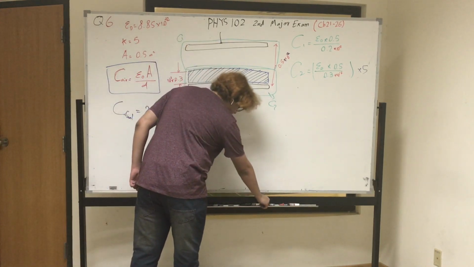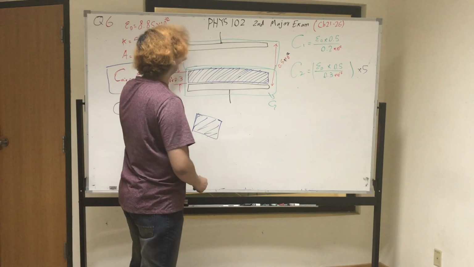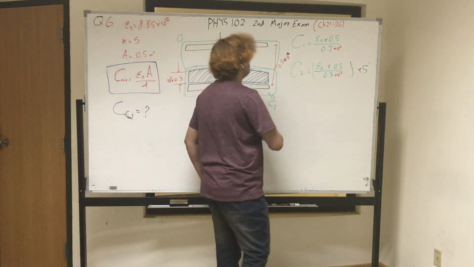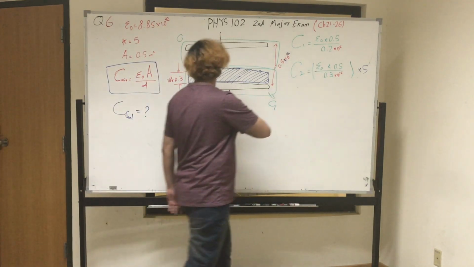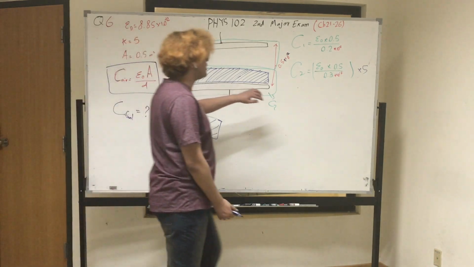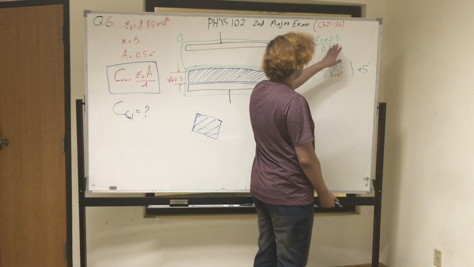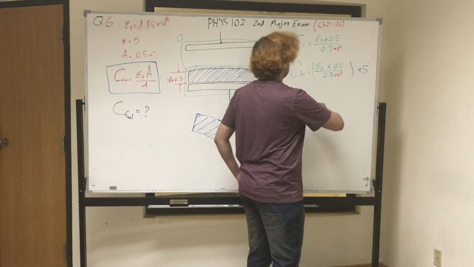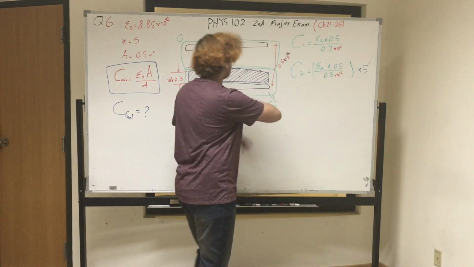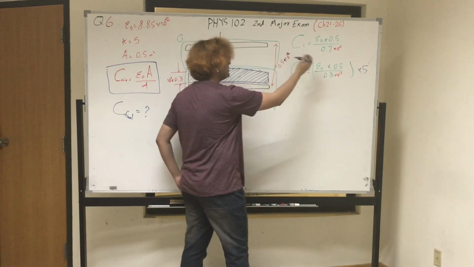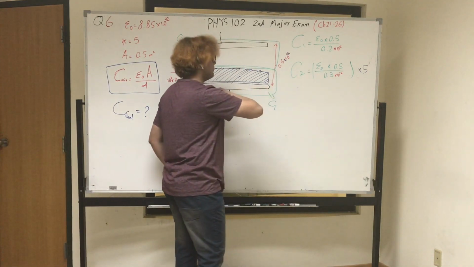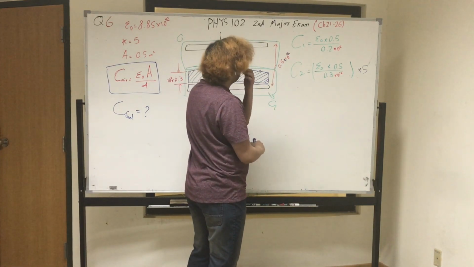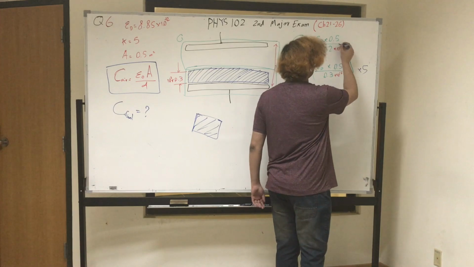So let's calculate C1 first. So C1 is basically, if you apply the equation as it is, you're going to get epsilon naught times 0.5, which is the area, over the distance. This distance, which is 0.2, times 10 to the negative 2, and you'll be getting some value, okay?